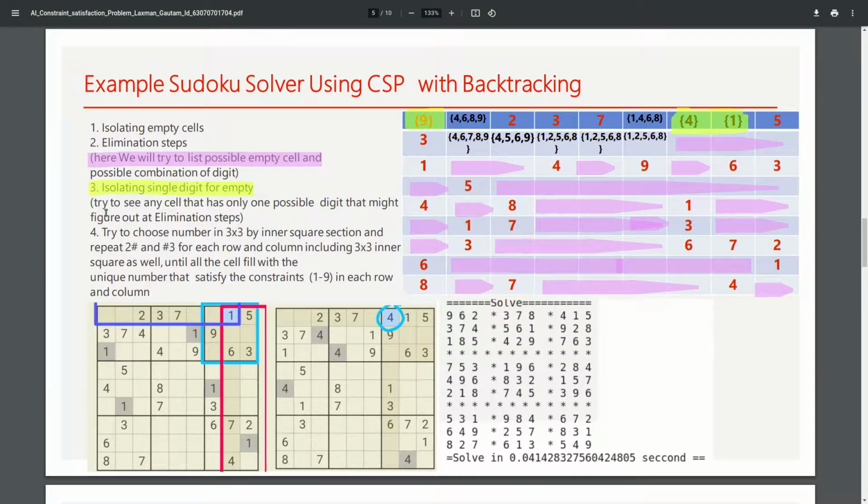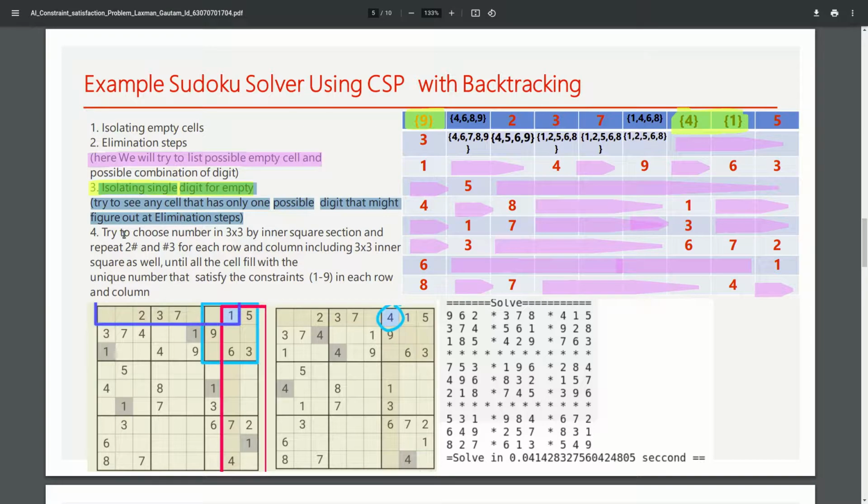And then in the third step, we look for any cell that has a single possible number. If so, we have already reached the direct solution for that cell, and we directly select that number. In the elimination steps, we list all the possible numbers and select any cell that has only one possible digit.